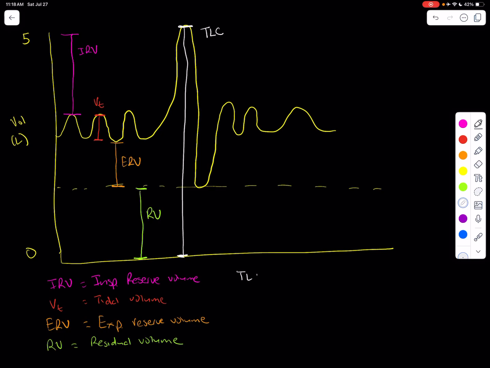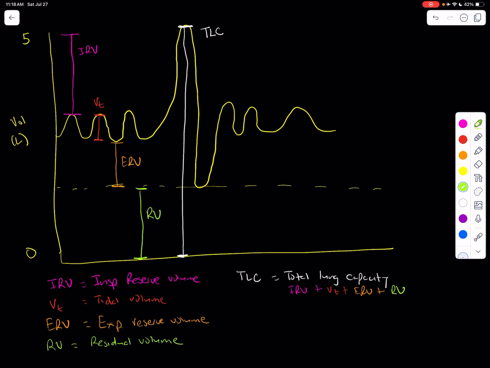So TLC equals total lung capacity. This shouldn't be a surprise, and if it is, that's okay. Total lung capacity equals IRV, inspiratory reserve volume, plus tidal volume, plus expiratory reserve volume, plus residual volume. Okay, so that's TLC, the one that has all 4 volumes in it.